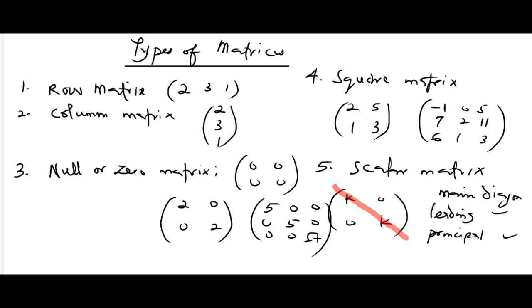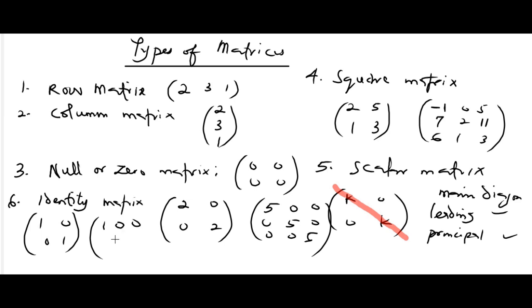So a similar one to the scalar matrix is the sixth one, what I call the identity matrix. An identity matrix is a scalar matrix in which the diagonal elements are all 1, like 1, 0, 0, 1, or 1, 0, 0, 0, 1, 0, 0, 0, 1. When all the diagonal elements are 1, then you have an identity matrix.